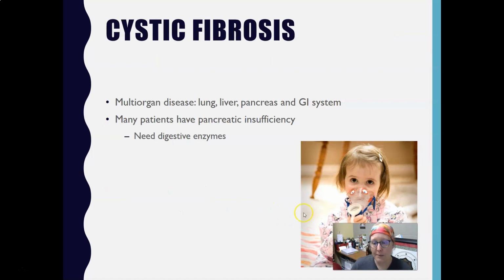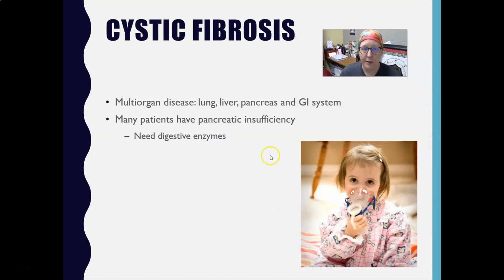All right, let's talk a little bit about cystic fibrosis because it does affect the pancreas. It is a multi-organ disease. We talked about it in the lung chapter. It affects the lung, liver, pancreas, and GI system. Everywhere where mucus is produced is affected by cystic fibrosis because they have really, really thick mucus production.